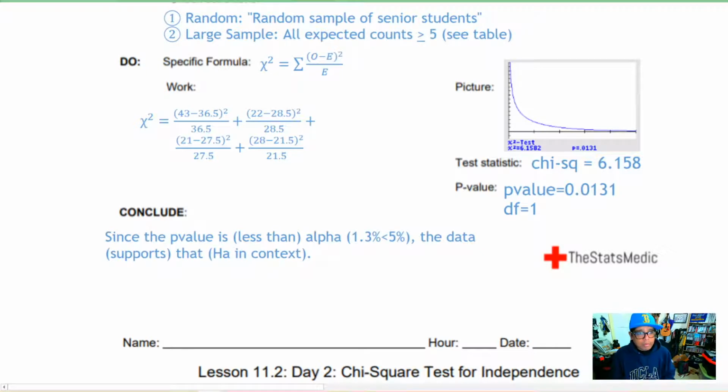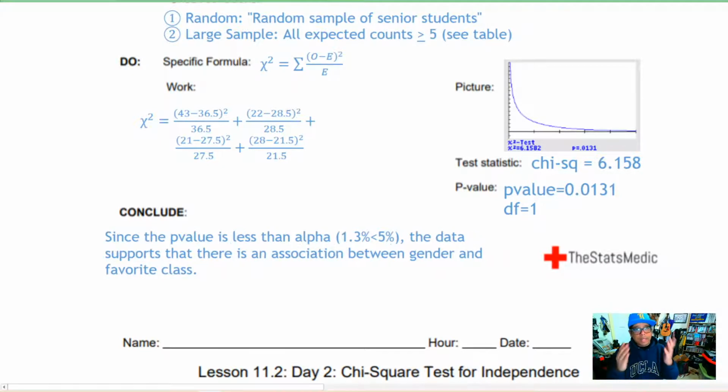Leave the p-value there and show that it is less than your significance level. And then we're going to get to the alternative hypothesis and we'll substitute that in. And then we'll clean it up grammatically. And that does it for a chi-square test for independence.